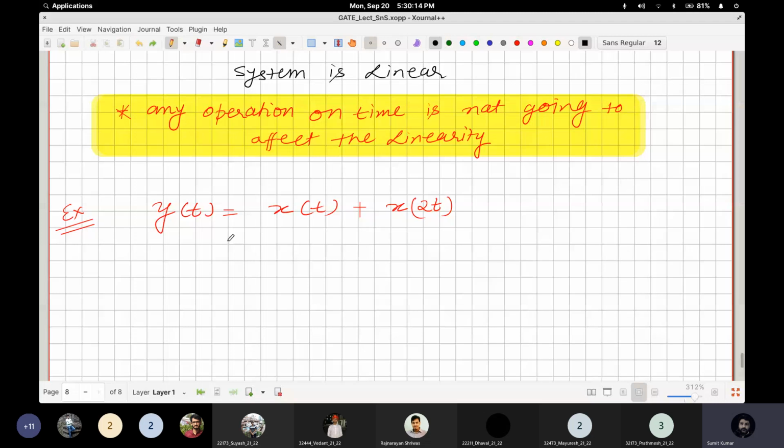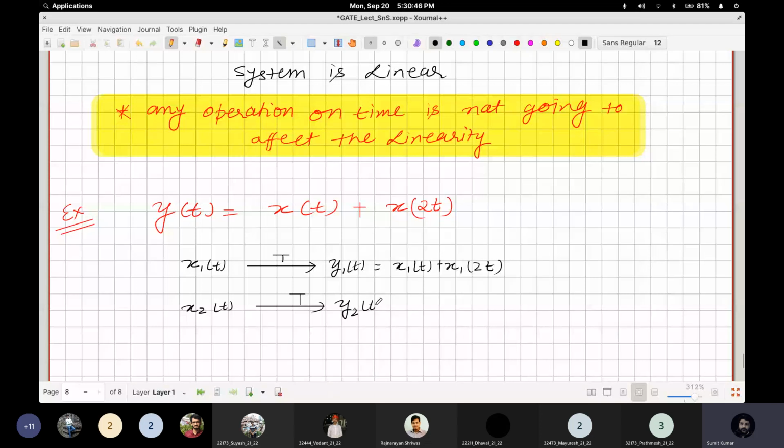Let's say x1(t) is the input. Then what is going to be the output? Let's assume that to be y1(t), and y1(t) will be equal to x1(t) plus x1(2t). This is going to be your output y1(t). If you give x2(t) as input to the system, similarly, the output, let's assume, is y2(t), and this is going to be x2(t) plus x2(2t). So this is what you will be getting here.